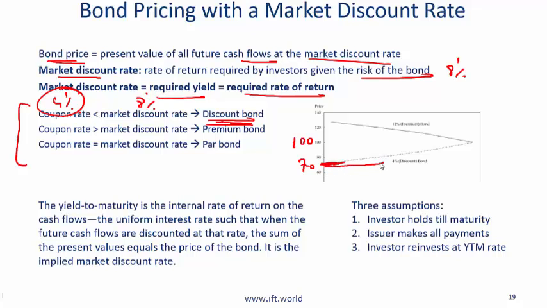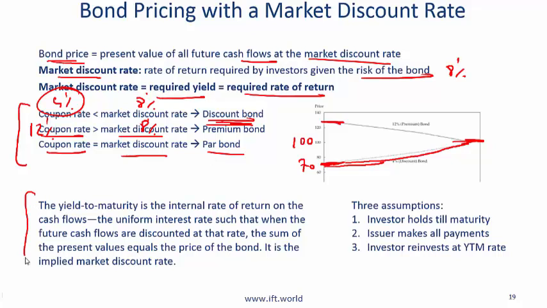Now, over the life of the bond, it will eventually go up, and at maturity, it will be worth 100. If the coupon rate is greater than the market discount rate, so assuming the market rate is still 8%, but the coupon rate is 12% on another bond, then that bond will be a premium bond. So that will be issued at a price that is greater than 100. If the coupon rate is equal to the market discount rate, then we say that this is a par bond.